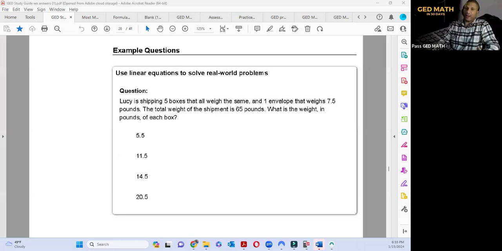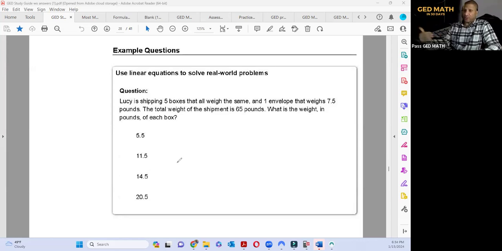So let's look at this problem here. It's a word problem. Lucy is shipping 5 boxes that all weigh the same and one envelope that weighs 7.5 pounds. The total weight of the shipment is 65 pounds. What is the weight in pounds of each box? Wow. Okay. This is an intimidating question. It's intimidating if you make it intimidating.